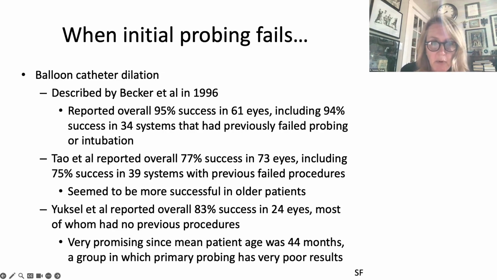And then Yüksel reported an overall success of 83% in 24 eyes, many of which had not had a previous procedure. But this was promising data because the mean patient age was 44 months, a group in which primary probing often has very poor results. Next.